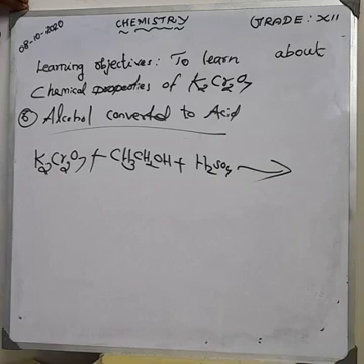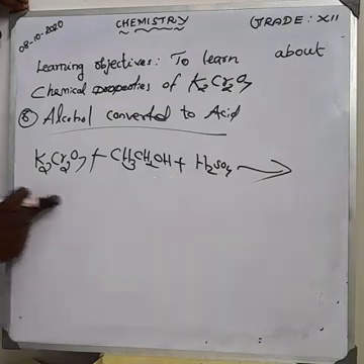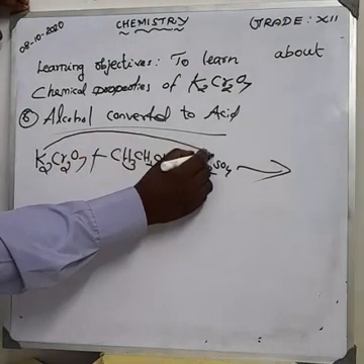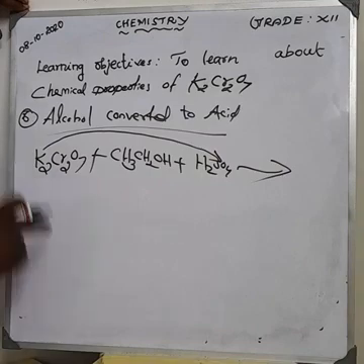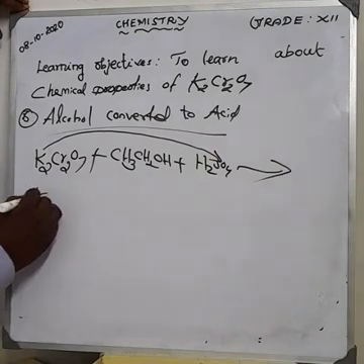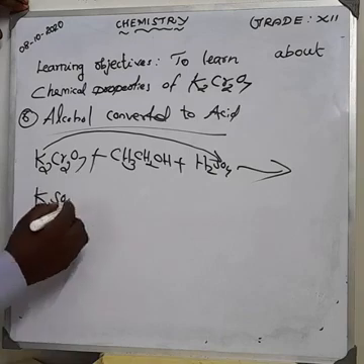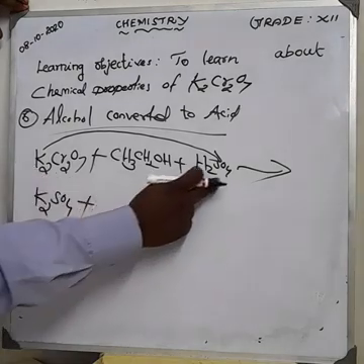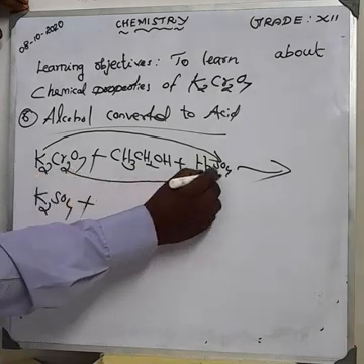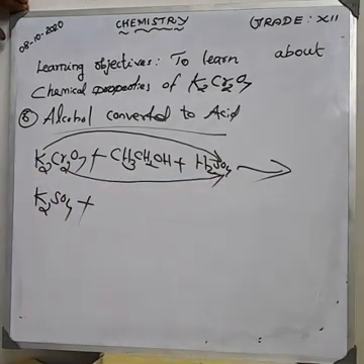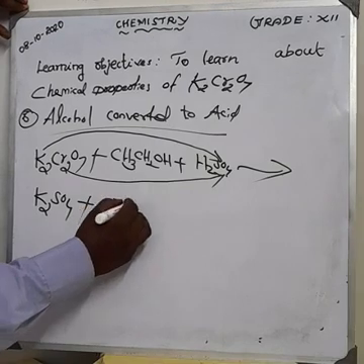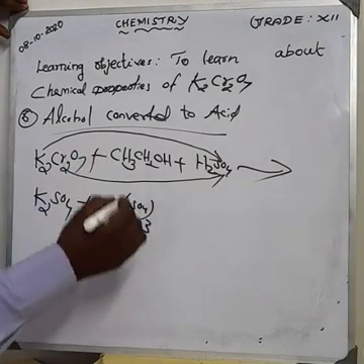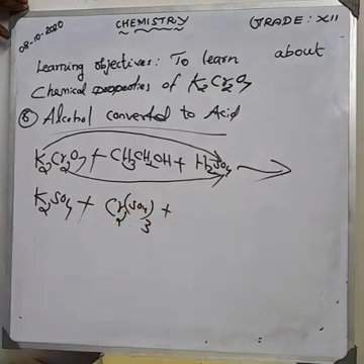So what are the possibilities? Potassium combines with the sulfate to form K2SO4. What are the products? K2SO4 plus chromium combines with the sulfate to form chromic sulfate. What is the formula? Cr2(SO4)3.